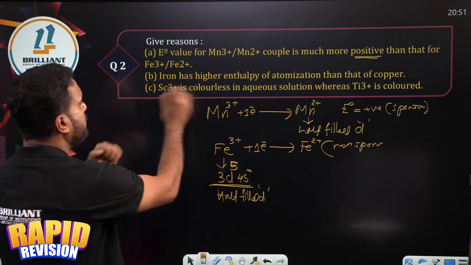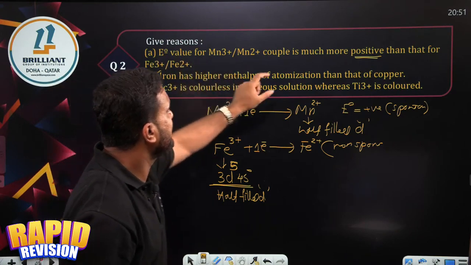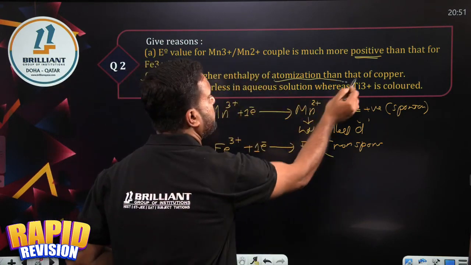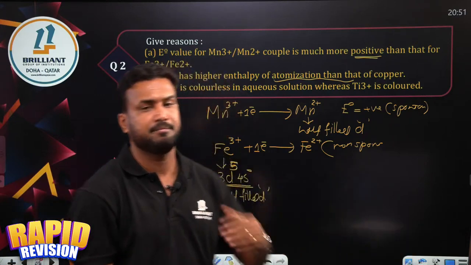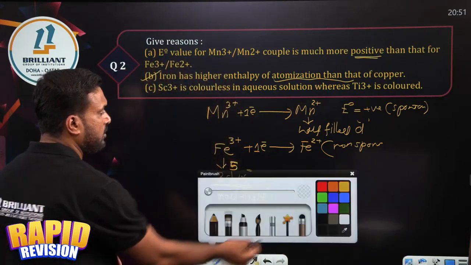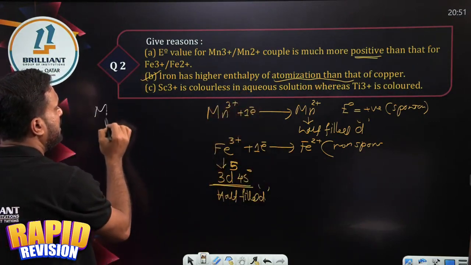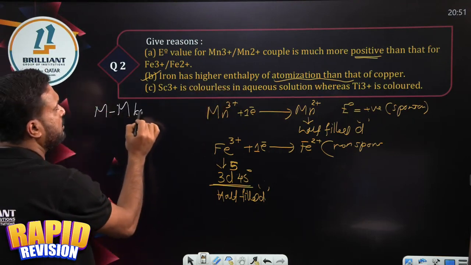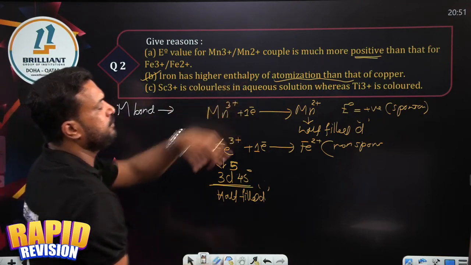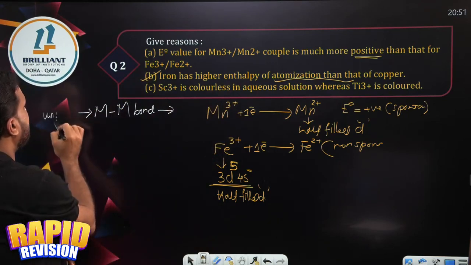Now we will go for question B. Sub question B, what is the question? Iron has higher enthalpy of atomization than that of copper. You know, enthalpy of atomization is based on what? Number of unpaired electrons and metal-metal bond. So if a metal has a strong metal-metal bond, then it will have higher enthalpy of atomization. A strong metal-metal bond will be formed if there are unpaired electrons.